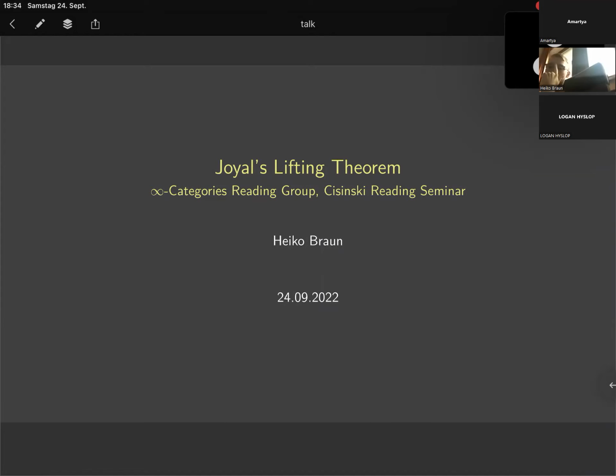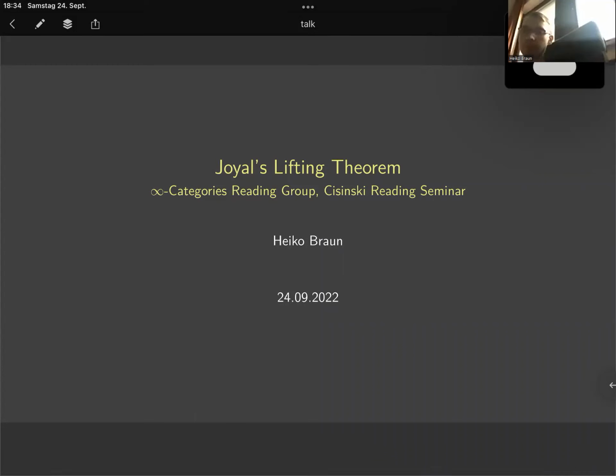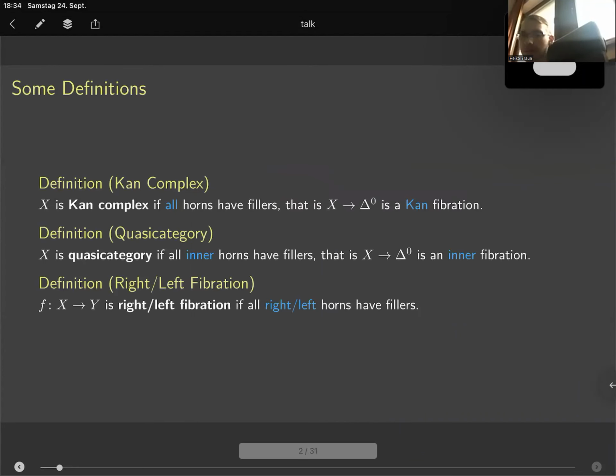We begin with the motivation of Joyal's lifting theorem. I have a few reminders of what happened in the last talks up until now.